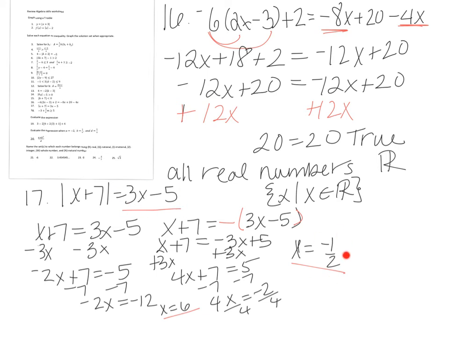If I plug in negative 1/2, I get negative 3/2 minus 5, a negative minus a negative. When I'm subtracting a negative minus a negative, it becomes more negative. So that's going to be extraneous because it cannot be equal to the negative. So our only answer is that x equals 6.